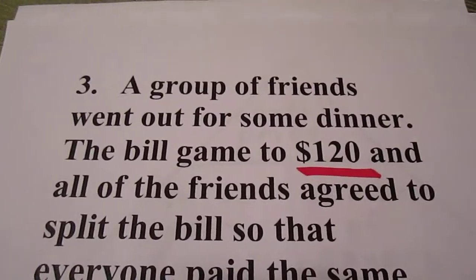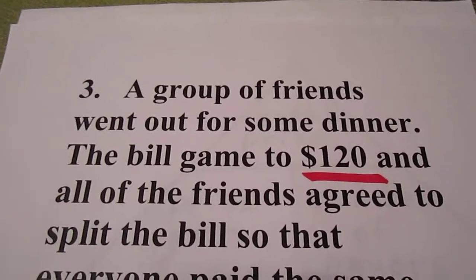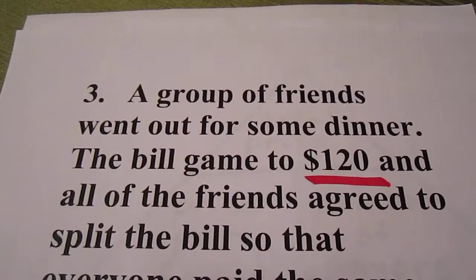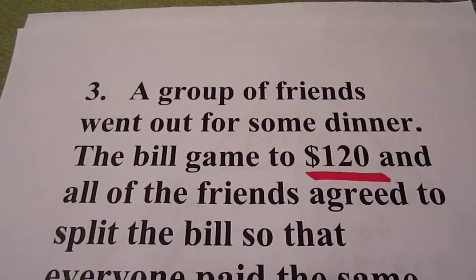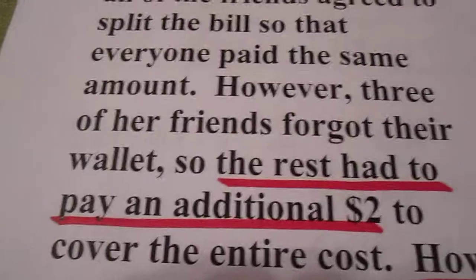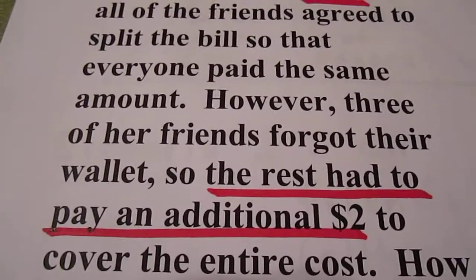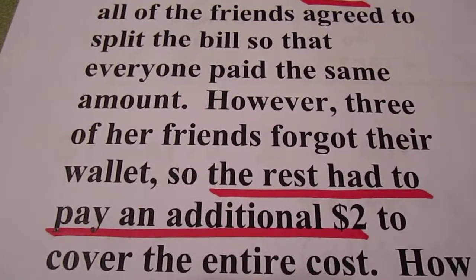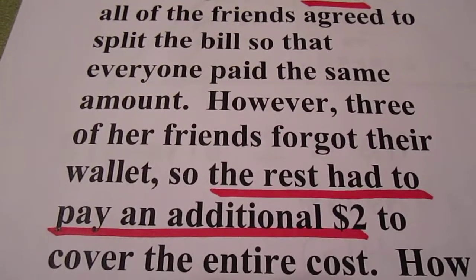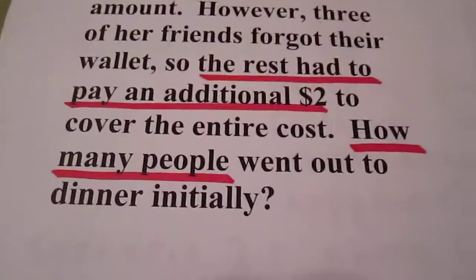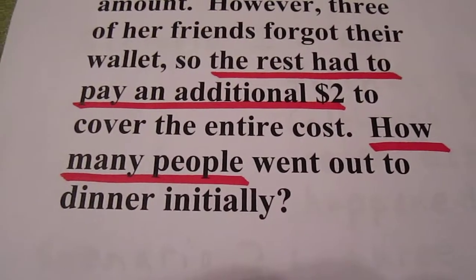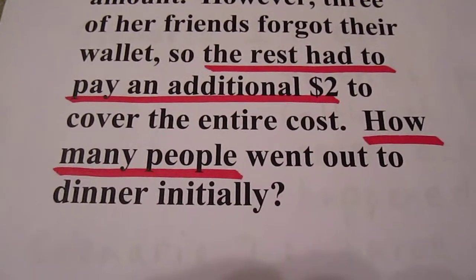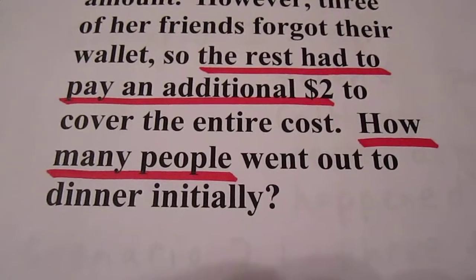Well, one of the variables is going to be total price of the dinner, because it tells us the bill came to $120. One of the variables is going to be the price per person, because the question tells us each of the rest had to pay an additional $2 per person. And one of the variables is going to be the number of people who went out to dinner, because that's what the question's asking us for.